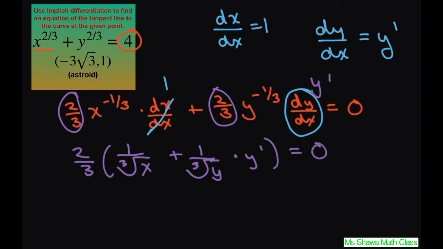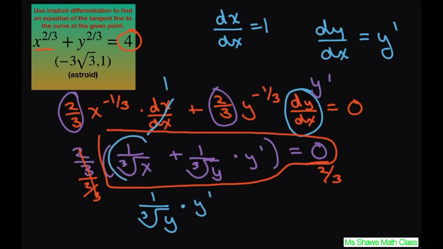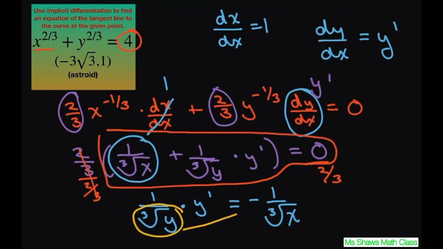Now, if you divide both sides by 2/3, that gives you 1, and 2/3 on the right just gives you 0. So basically what we're left with is this. All right. Now, I'm going to write this as 1 divided by cube root of y times y prime, and subtract this from both sides because I'm trying to solve for y prime. So this is going to equal -1 divided by cube root of x. And then on the next slide, I'm going to cross multiply and move this up here.